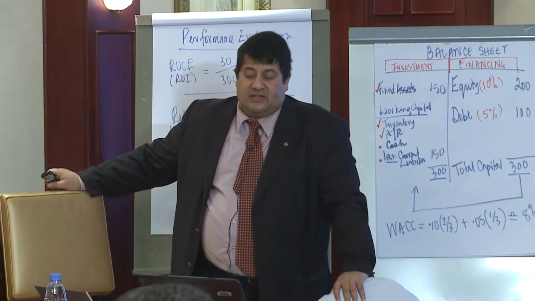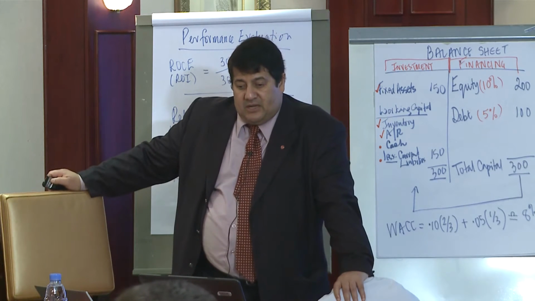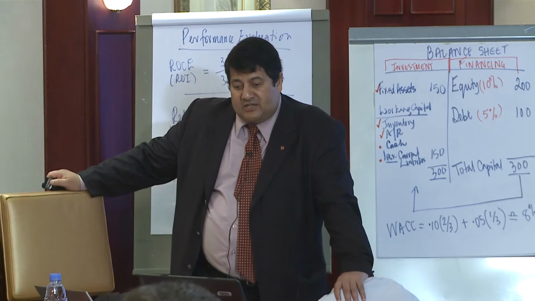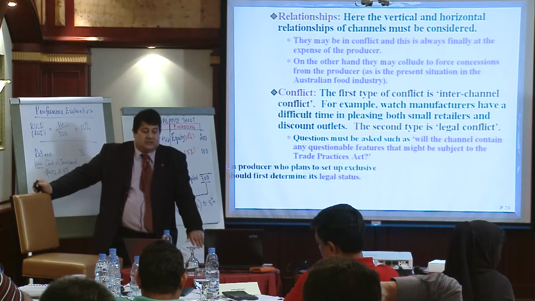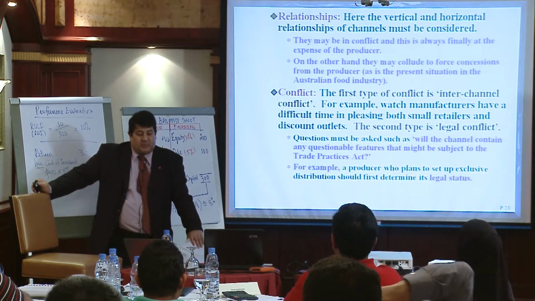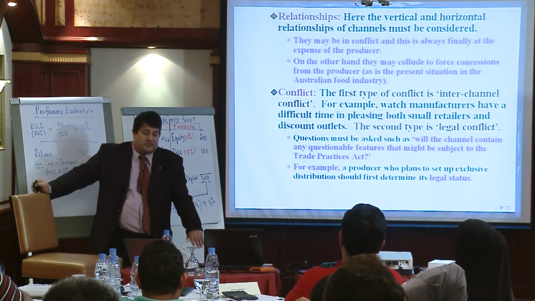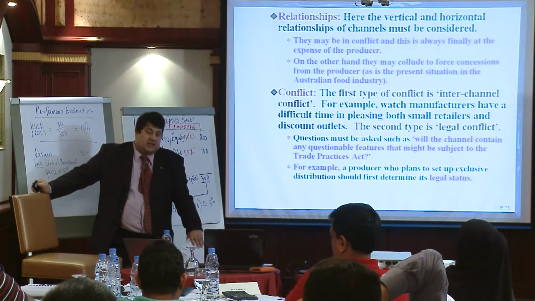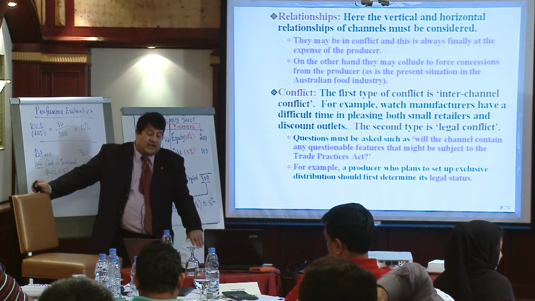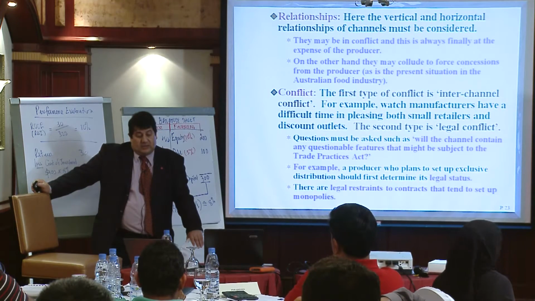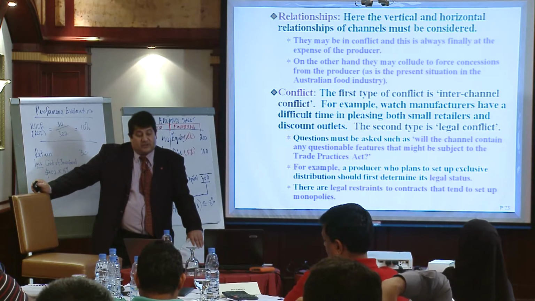Second is the legal conflict. Questions must be asked such as, will the channel contain any questionable feature that might be subject to the Trade Practices Act? For example, a producer who plans to set up exclusive distribution should first look at his legal status. In many cases, that exclusive arrangement is illegal, especially if anti-competitive. There are legal restraints on contracts that tend to set up monopolies.